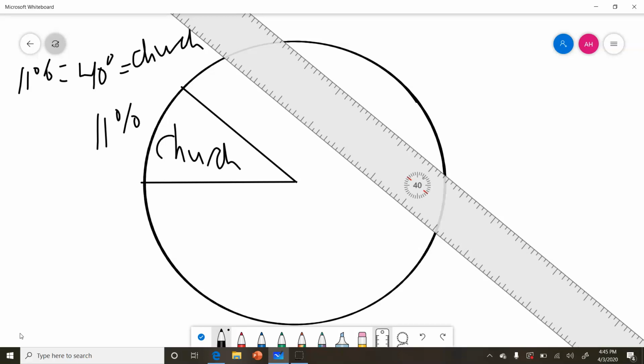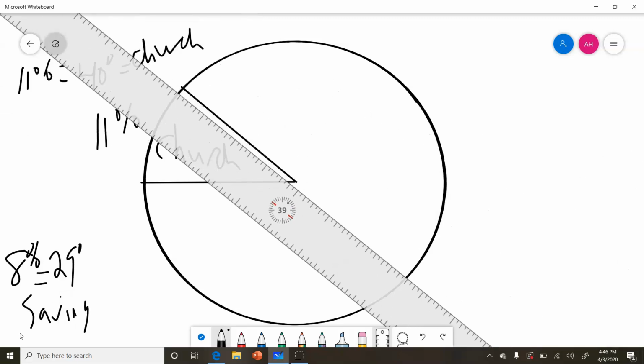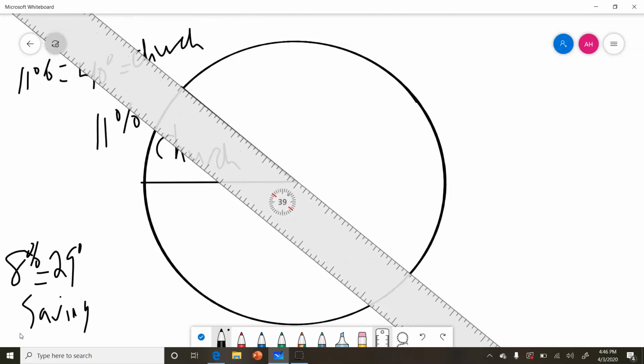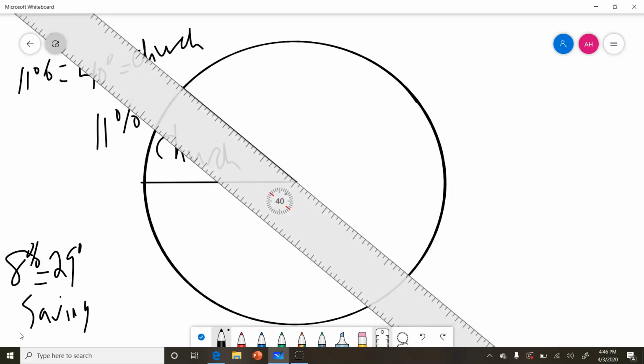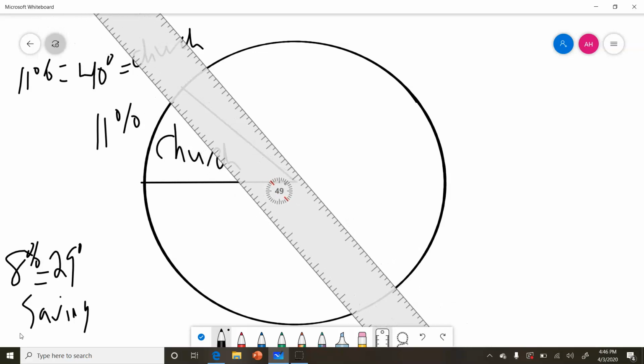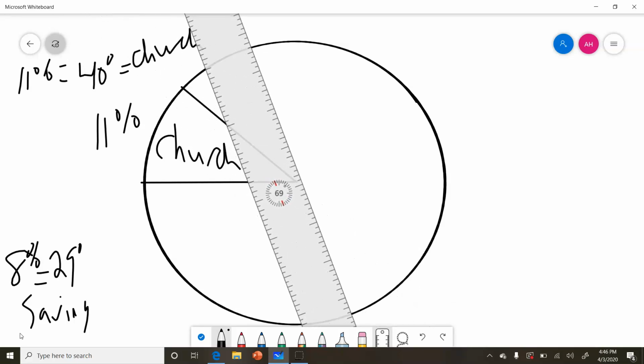Okay, next I have 8%. Okay, 8%, which was only 29 degrees. And that is the savings. So now I go from this line, right, and I'm going to add, I was at 40, and I need to add 29 degrees to 40. 40 plus 29 is 69. So now I got to go all the way to, boom, all the way to 69.